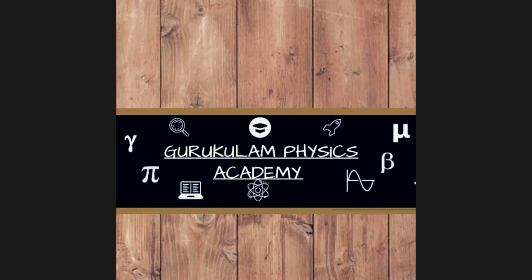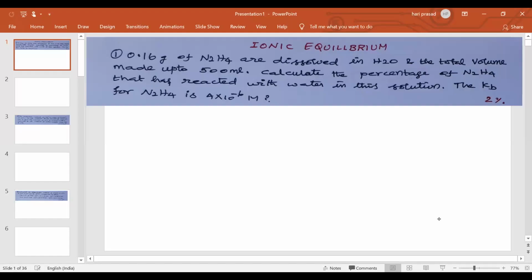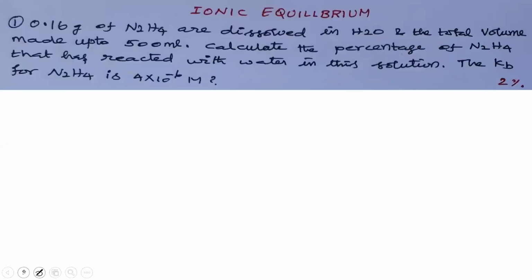Let us continue ionic equilibrium subjective numericals. Now we will take this one sum that we have discussed: the pH of a 1 molar acetic acid solution. Then on doubling the pH by dilution, what happens to the pH of the solution? That is what we want to find.